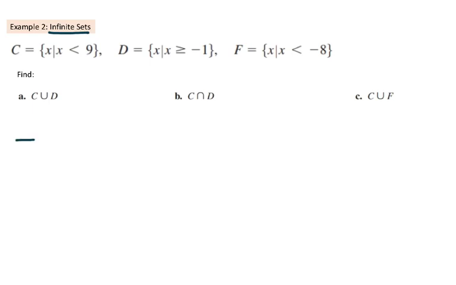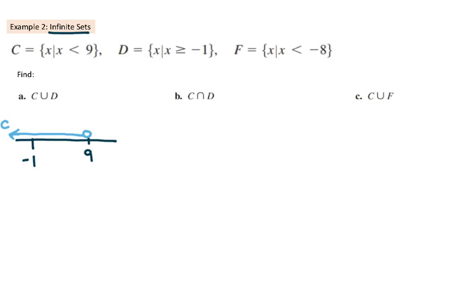So for the first problem, when it's talking about C union D, C is the set of all x's that are less than 9, so 9 is an important number, and D is the set of all x's that are greater than or equal to -1, so that's an important number. Let me use a couple different colors. We'll use set C. X is less than 9, that means all the numbers to the left of 9, but not including 9. Okay, that's set C. And then set D is the set of x's that are greater than or equal to -1.